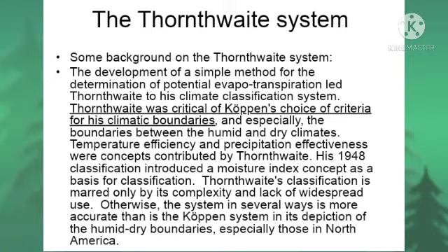So here the divisions are A, B, C2, C1, D and E. A shows the perhumid, B humid, C2 moist subhumid, C1 dry subhumid, D semi-arid and E arid areas. These show the rainfall distribution.